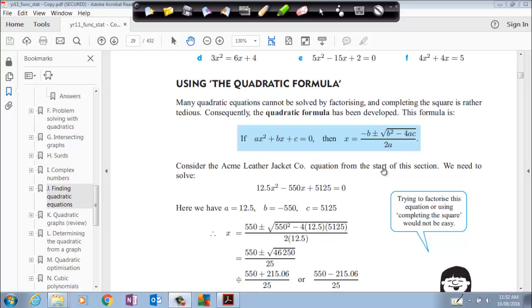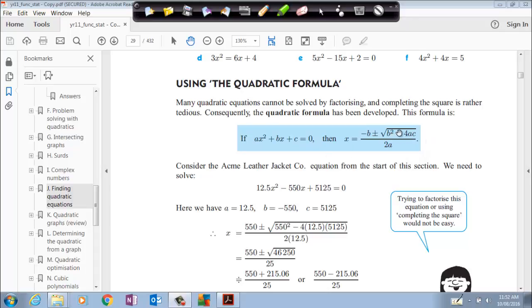Now there's another way of finding the x-intercepts, a very quick way, using the quadratic formula, and this is it here. If your quadratic is ax squared plus bx plus c, then the x-intercepts are given by that formula there: minus b plus or minus the square root of b squared take 4ac, over 2a. That bit under the square root sign, by the way, is called the discriminant, the b squared take 4ac.